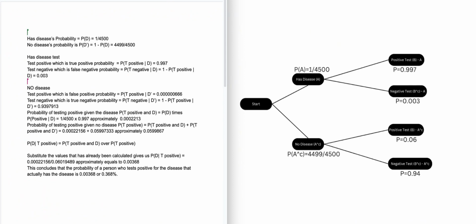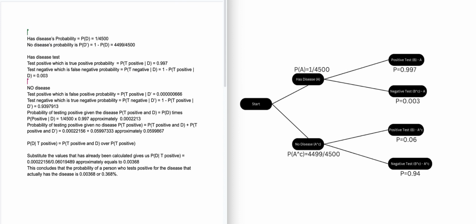The first split is based on the chance of having the disease. This P of A value is 1 over 4,500, or 0.000222, which is really rare. And the P of A to the power of C is equal to 1 minus 0.000222, which is 0.999778.